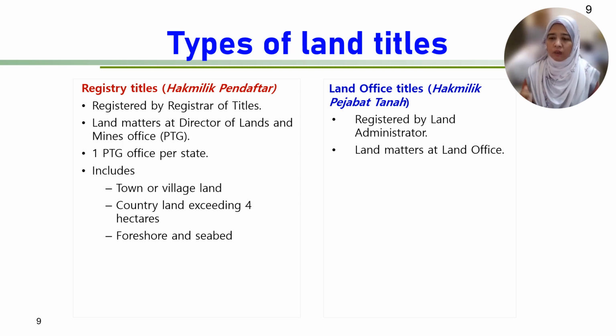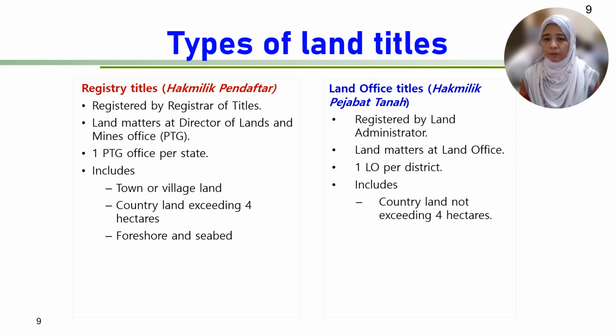Title search, conversion application, subdivision application, surrender and realienation, apa lagi, to do any dealings, itu semua dekat land office. And we have, as I mentioned before, one land office per district. Satu pejabat tanah untuk setiap daerah. So means kalau Terengganu ada 7 daerah, ada 7 lah land office. Kalau Selangor ada 6 daerah, ada 6 lah land office di Selangor.